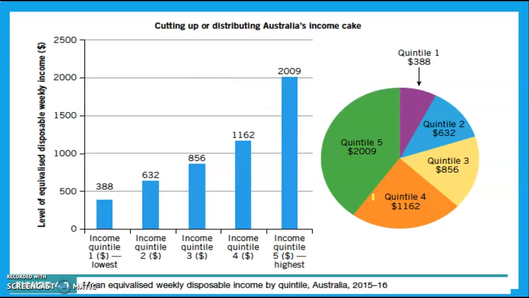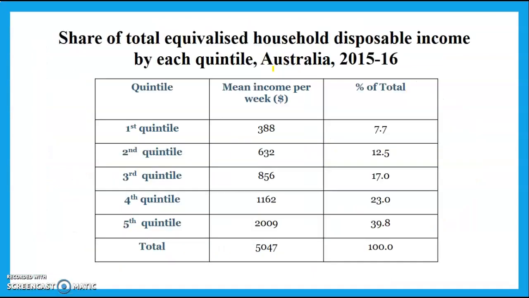So essentially what they do is they work out the equivalized disposable income for all of those households that are surveyed, and then they rank them into 5 quintiles. For the bottom quintile, they work out the mean. So the mean, say, is 388 for the bottom quintile, and the mean household income is 2009 for the top quintile. Again, those figures have already been adjusted for the amount of people living in the house. And that essentially works out what quintile you belong to.